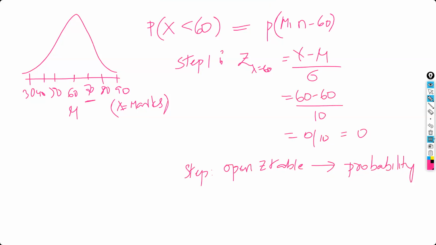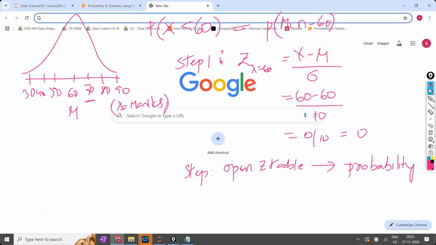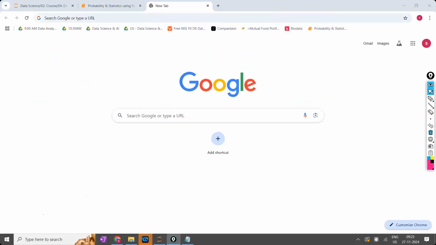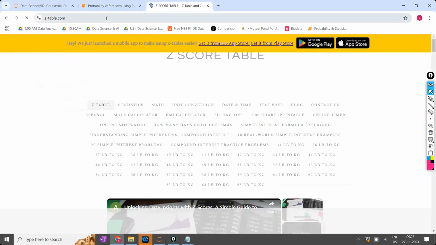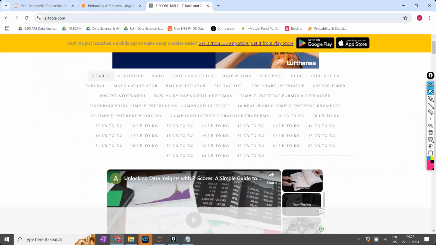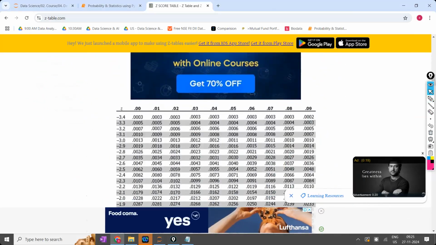Now I'm opening the z table. So now how can you read the z table? The website I'm using for the z table is ztable.com. This is the website, ztable.com. Now what are the z tables I'm having? Just here I'm using the z table. If you observe here, different values are there.